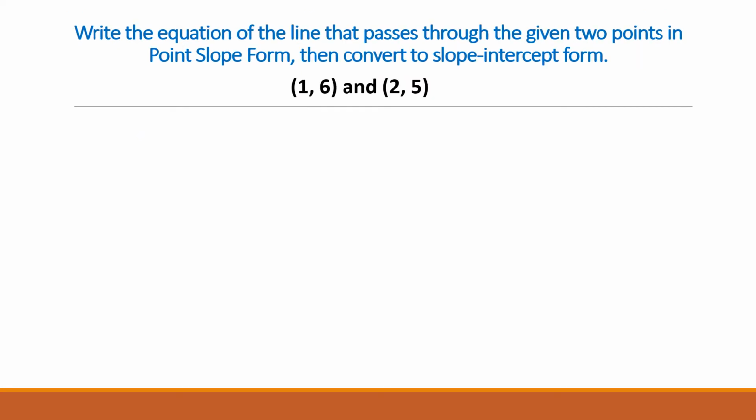Okay, so the first example I have here says to write the equation of the line that passes through the given 2 points in point slope, and then we want to change it to slope-intercept form. And remember, slope-intercept form is y equals mx plus b. But before we do that, we want to find the slope, because in both of our formulas we have slope. So we need to use the slope formula, and I have it right here. I'm going to label my ordered pairs x1, y1, x2, y2, and simply plug it into this formula.